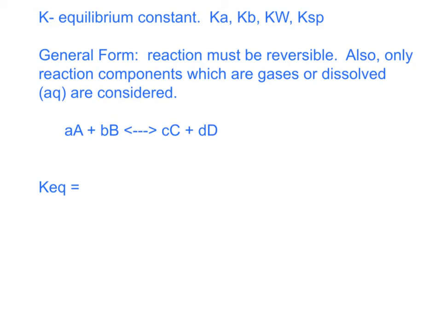All right, so here's a generic reaction where we have a moles of A reacting with b moles of B. It's a reversible process, that's what that means. And we get c moles of C and d moles of D. So the little letters are the coefficients, the big letters would be the formulas. Let's look at how we write the equilibrium constant expression.